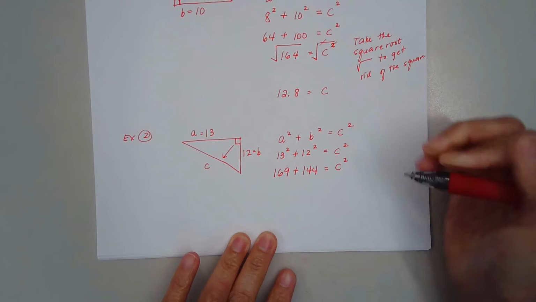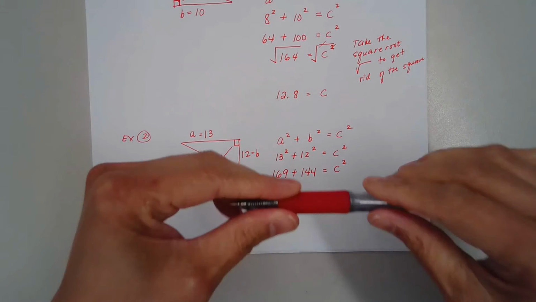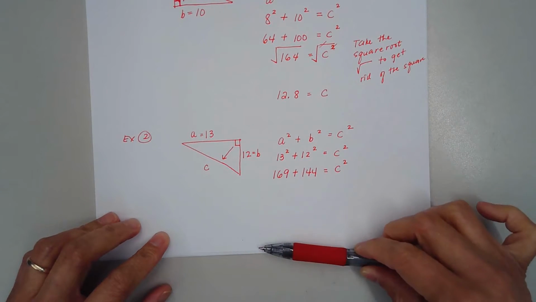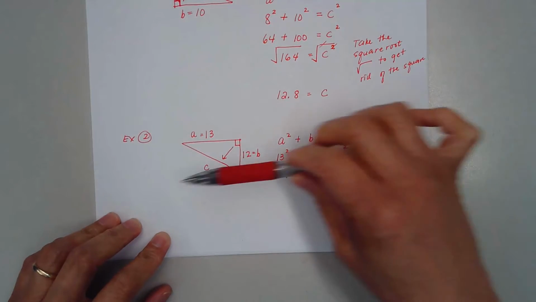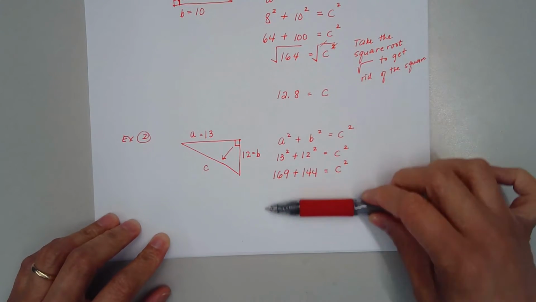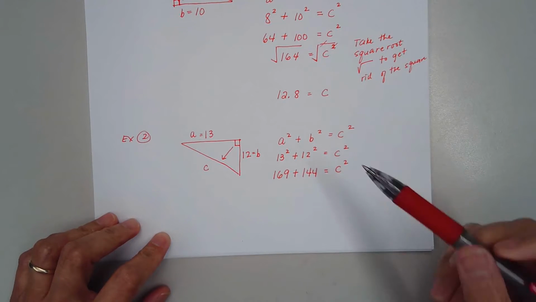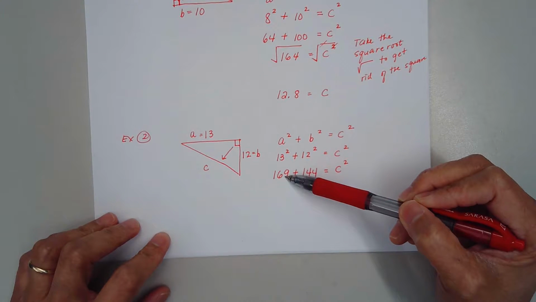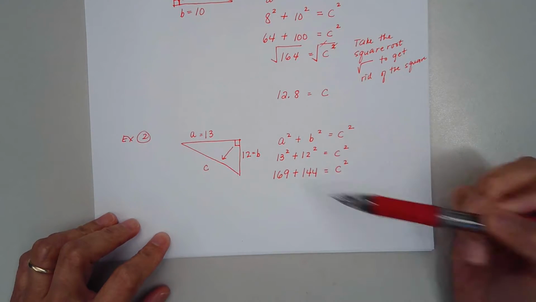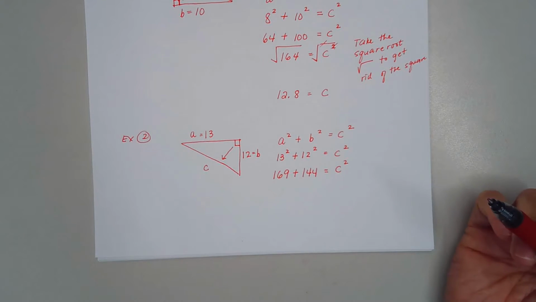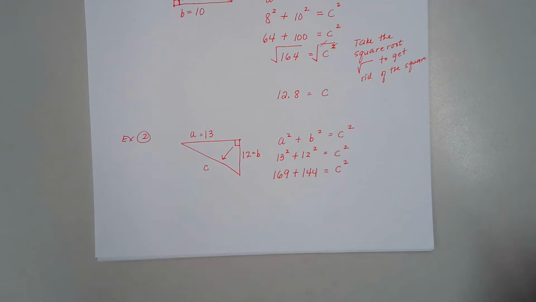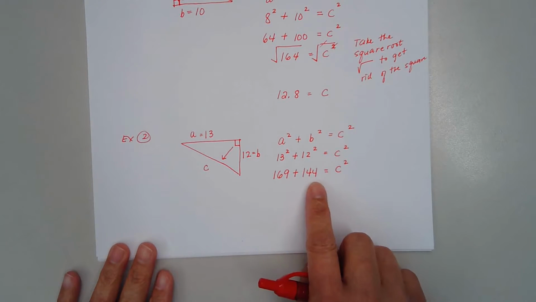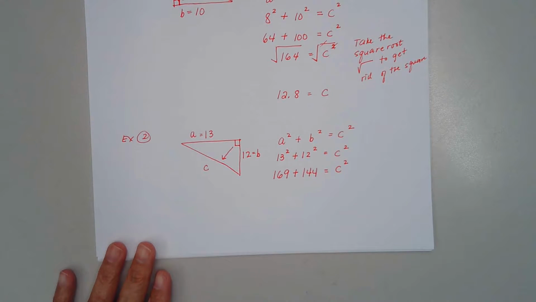Equals C squared. You know how in math we write vertically down? It's different from English, right? In English, we go from left to right. In math, we go vertically down. So we figured out 13 squared, and we replaced that with 169. We figured out 12 squared, and we wrote down 144. What's the next step? The next step is to add those two numbers that you got. So go ahead and add them.